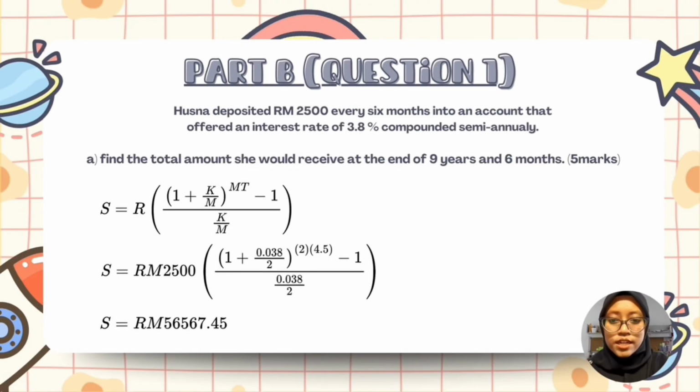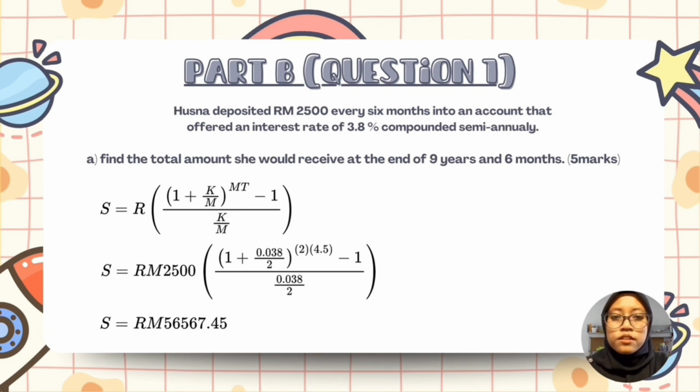Hello everyone, in this video, I will explain part B question 1. So the question states that Husna deposits RM2500 every 6 months into an account that earns 3.8% interest, compounded semi-annually. So we are asked to find the total amount she will receive at the end of 9 years and 6 months. To solve this, I use the future value formula for an annuity. So I substitute the values into the formula where R equals RM2500, the interest rate per period is 0.038 divided by 2, and the number of periods is 19.